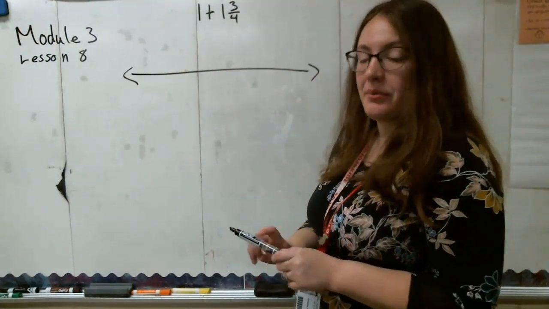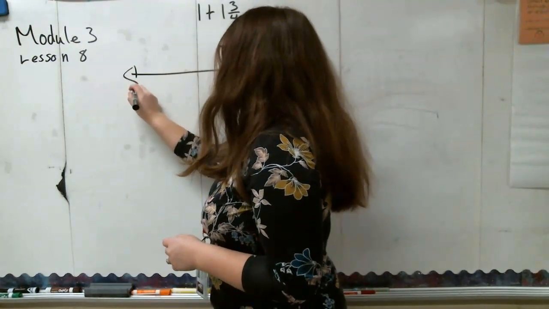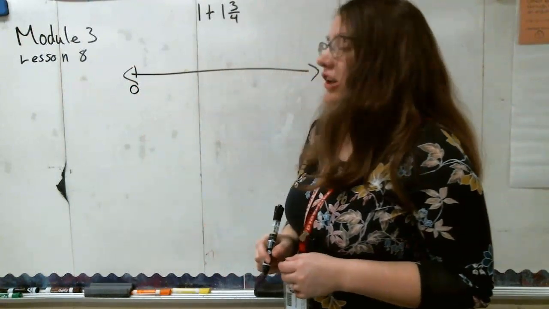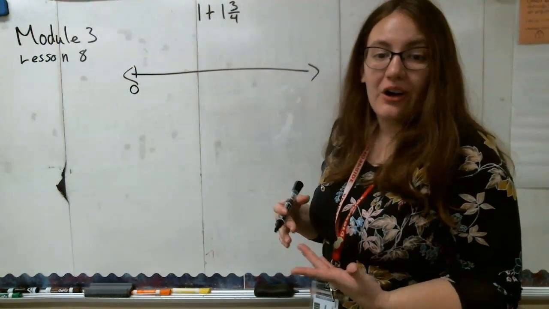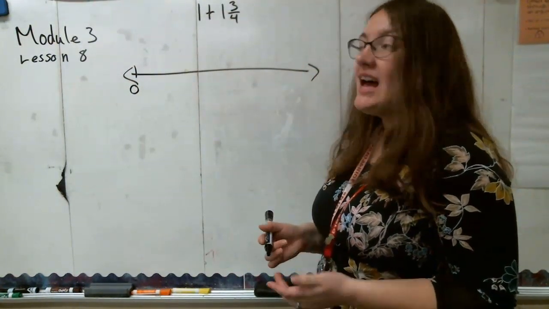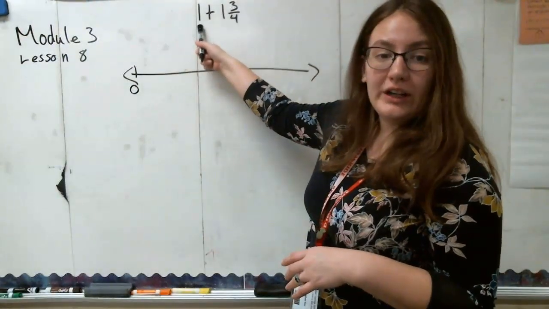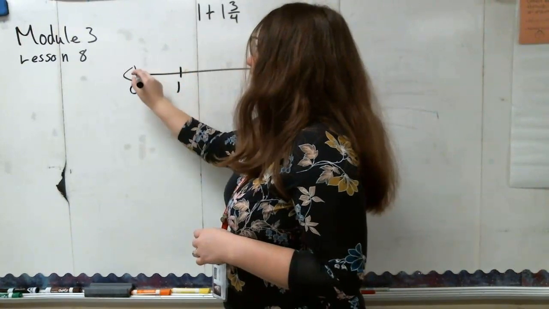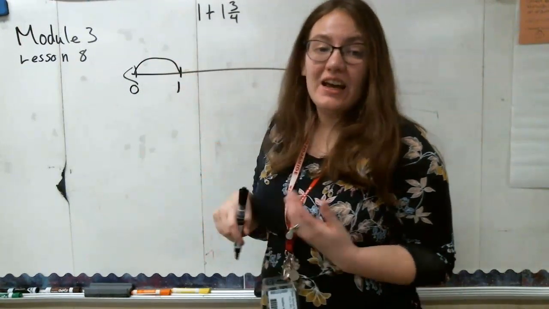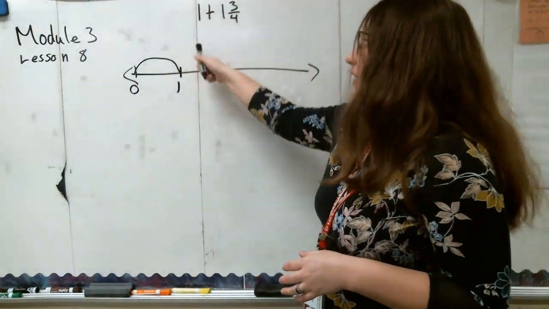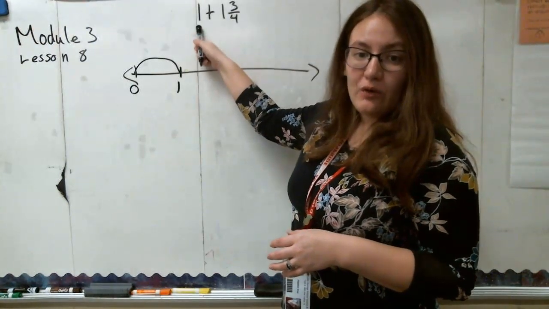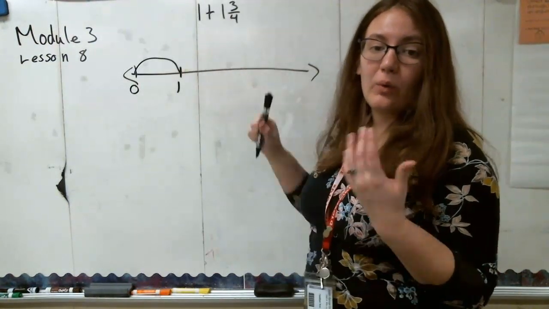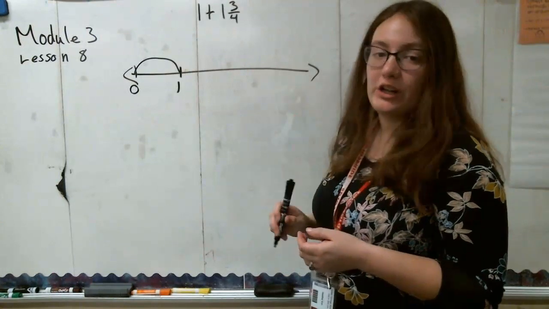For this problem, what we're first going to do is label our number line starting with 0 because that is where we are going to be starting. Then since I have this 1 right here, I'm going to label another point 1, and I'm going to jump ahead to that point. So I'm now at my starting point of 1. Now I have to add this 1 3/4.